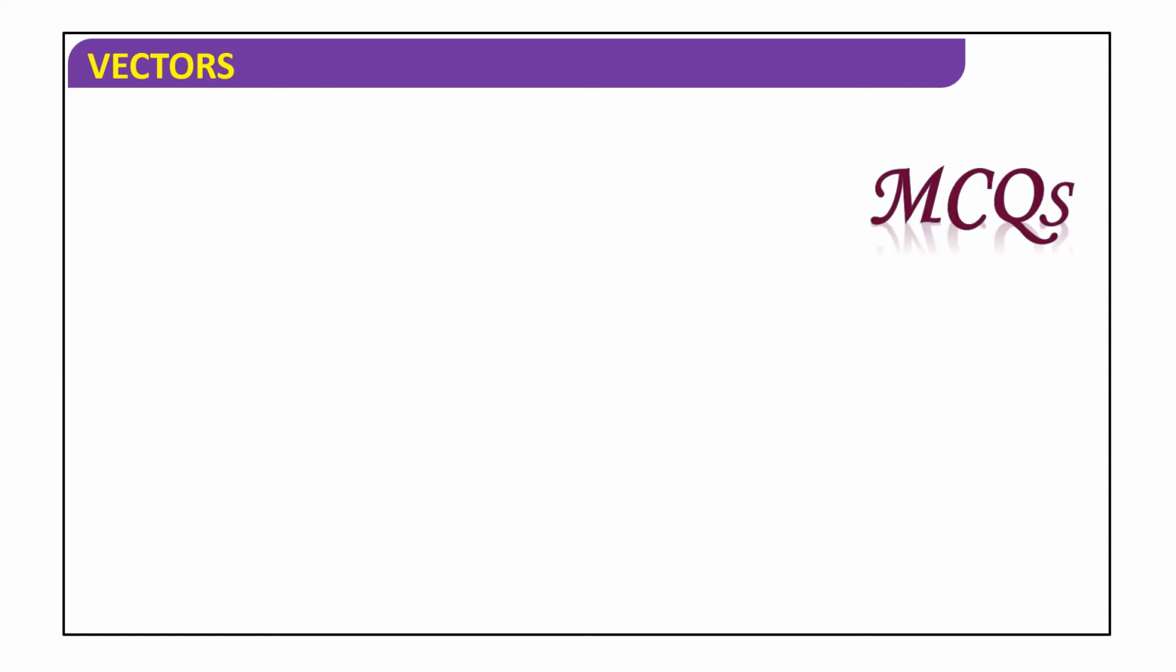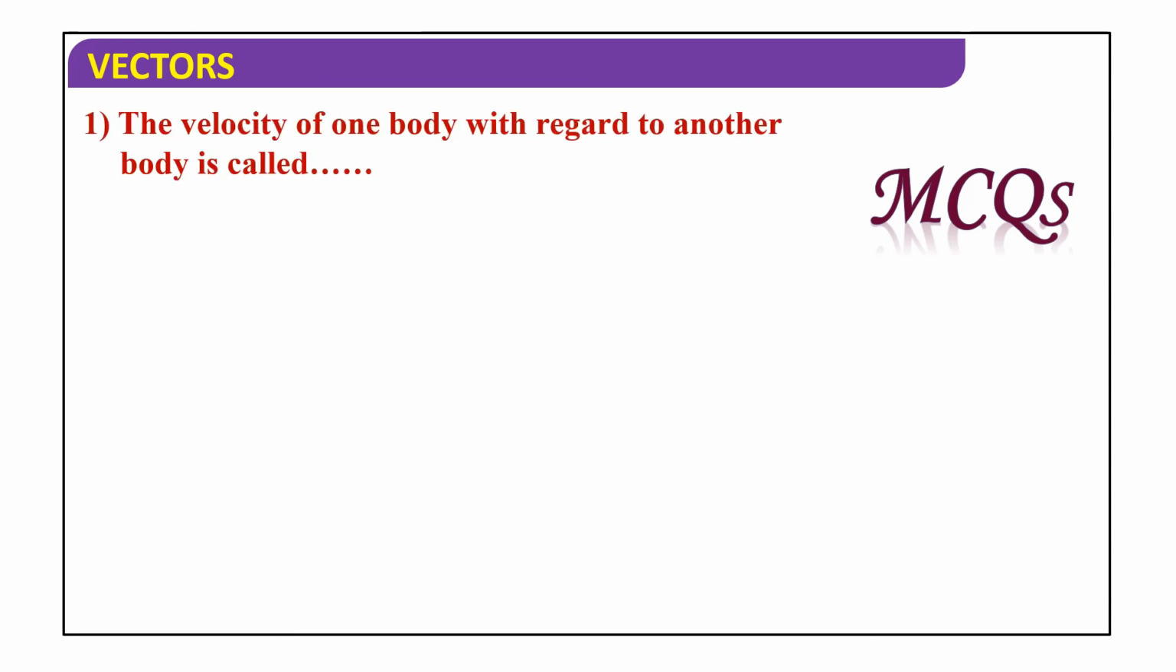Next, now I'll discuss MCQs. First one: the velocity of one body with regard to another body is, the options are average velocity, average speed, acceleration and relative velocity. The velocity of one body with regard to another body is called relative velocity. So relative velocity is the correct answer.